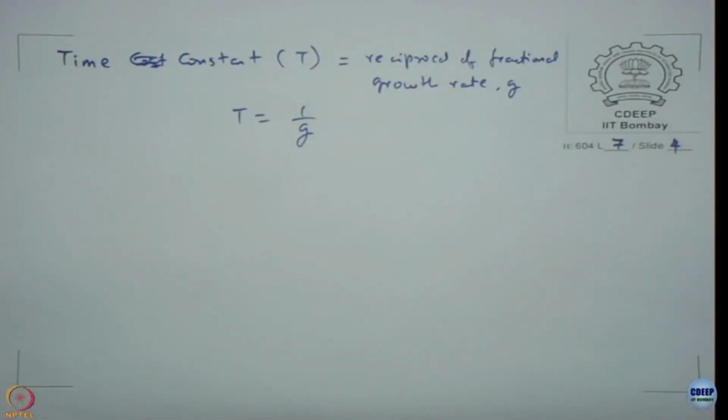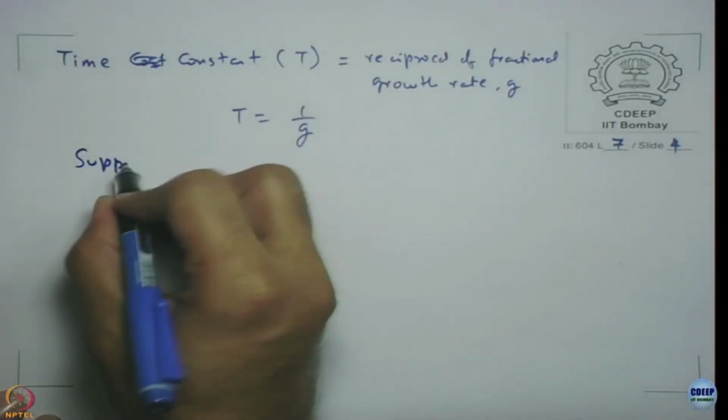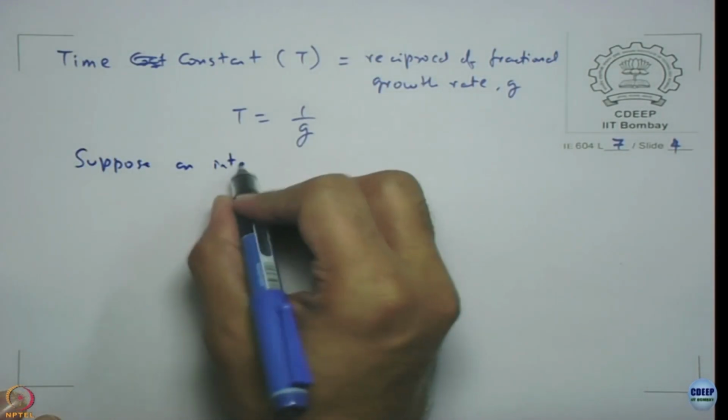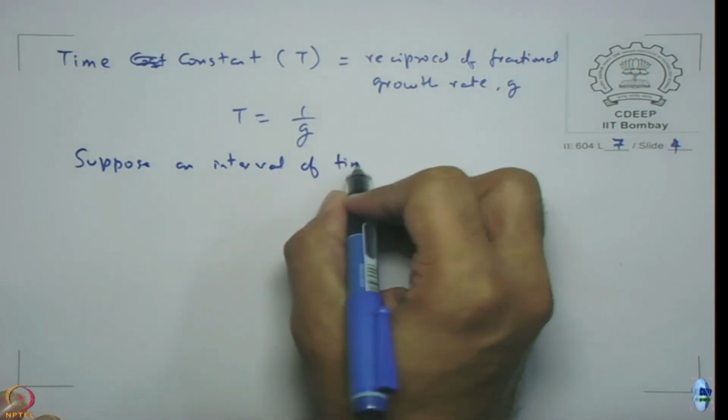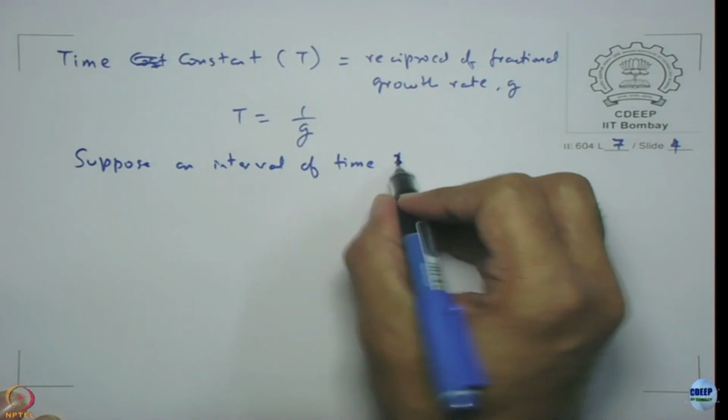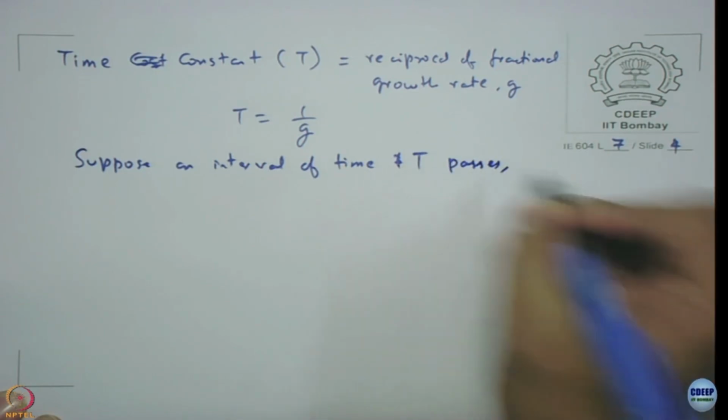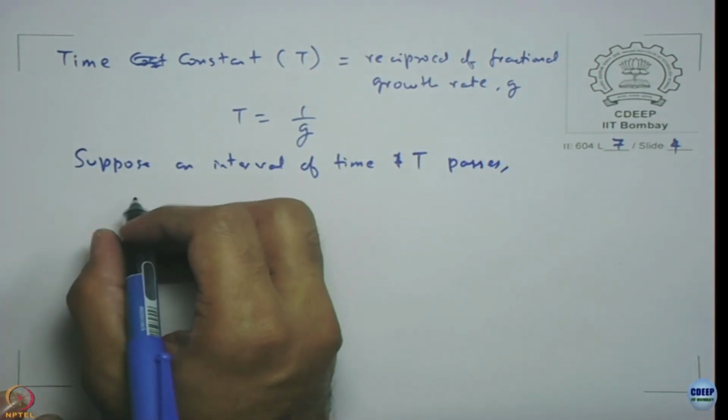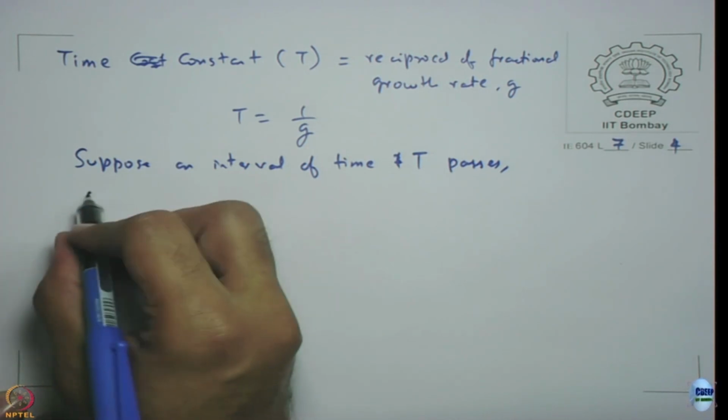So, instead of multiplying g with the stock value, you can take stock divided by the time value, it means the same thing. So, the equation, stock at time t is equal to S naught into e power gt. Instead of g, I can always use 1 by capital T. So suppose an interval of time capital T passes.